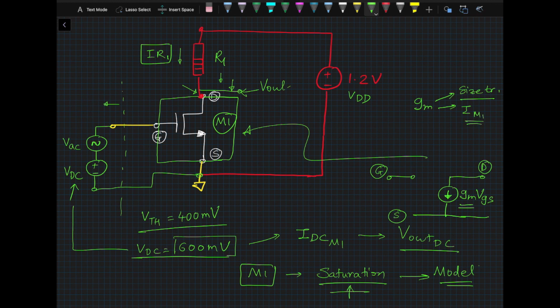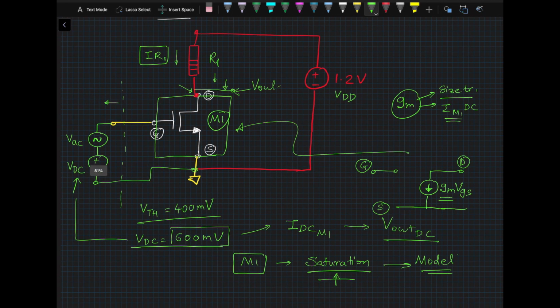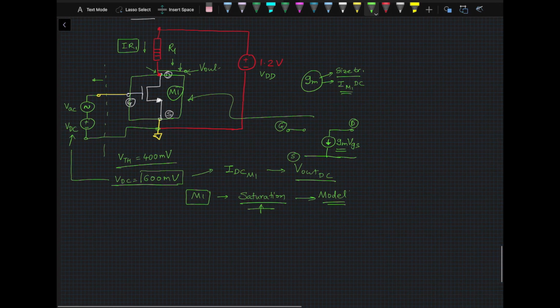IM1, the DC current flowing through the device. So these two will give you the value of the GM. And once we have this information, now we would like to draw an AC analysis picture for this particular schematic. So how would we do that?